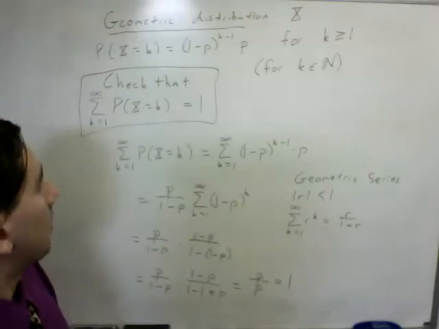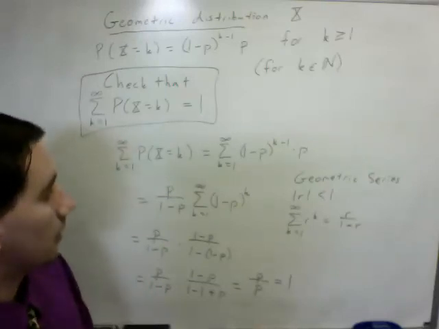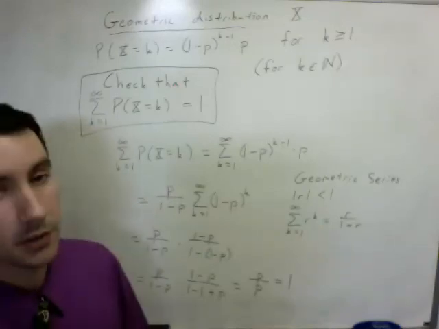So in class, we'll probably compute the mean and variance of the geometric distribution, and we'll look a little more at the negative binomial distribution.